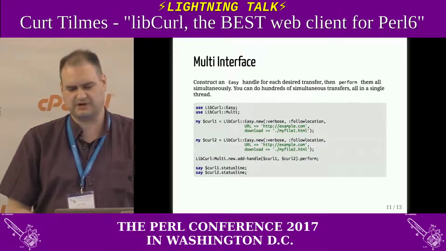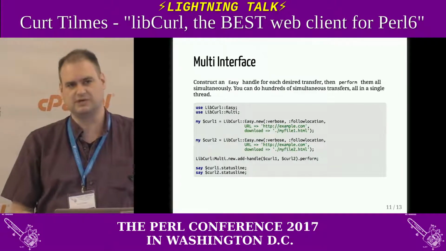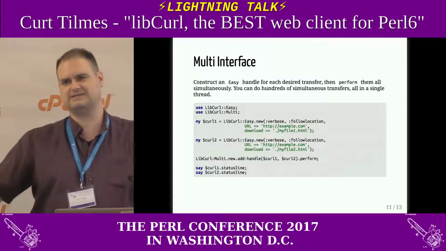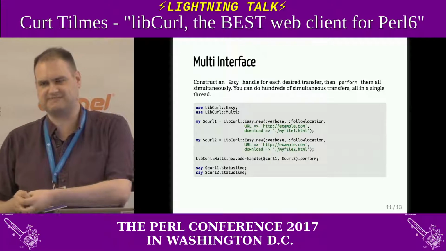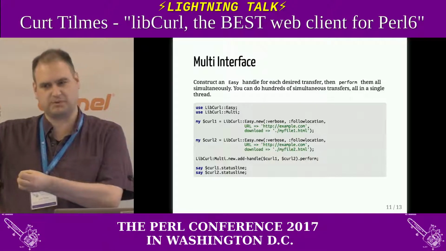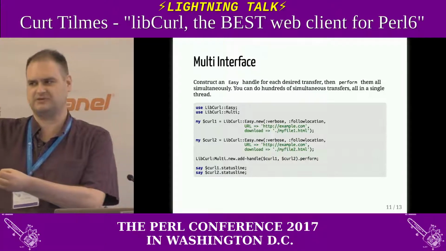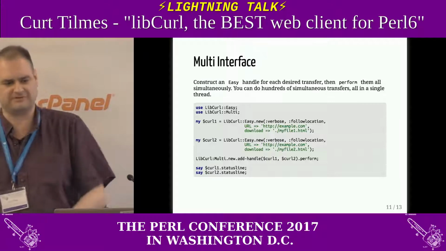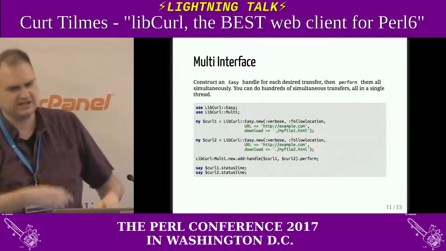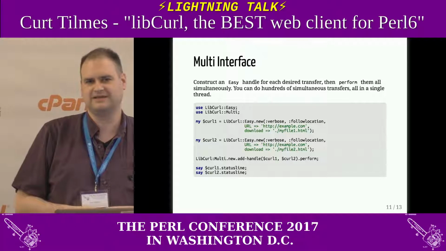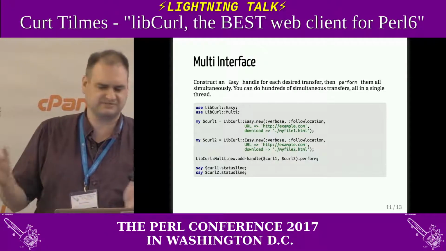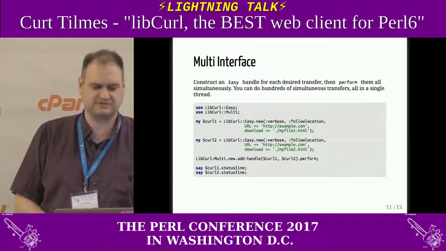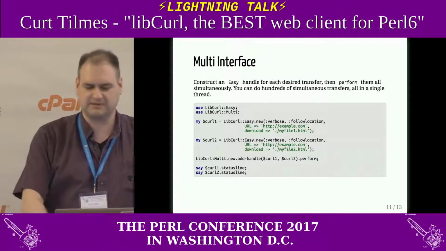And the last thing I want to talk about is the multi-interface. So you can set up many simultaneous transfers. You configure all the options and set everything up, and that second step where you do the perform, instead of telling the handle to perform itself, you hand all of your handles to one multi-object, and it will perform them in a single thread, often in C land, high performance, hundreds of simultaneous transfers in a single thread, super fast.